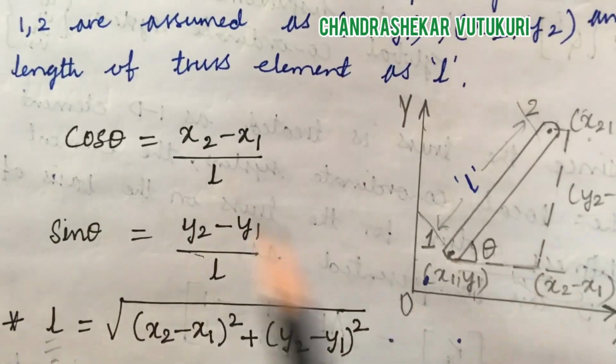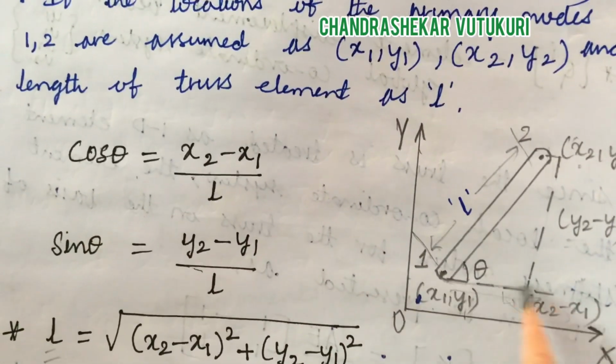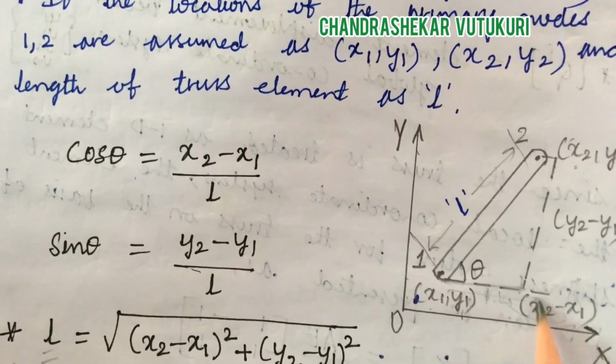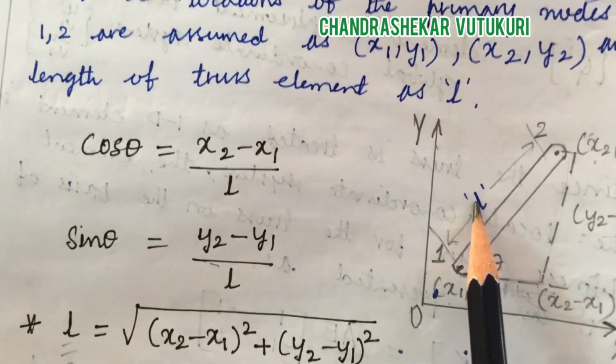Next, what are cos theta and sin theta? As per trigonometry, cos theta is x2 minus x1 upon L, and sin theta is y2 minus y1 upon L.